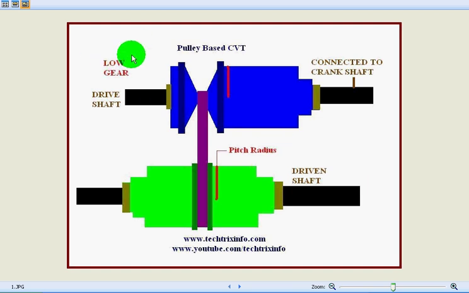So this is on a low gear because we can see the pitch radius of the driving pulley is minimum and the pitch radius of the driven pulley is high. That means this is working on a low gear, with higher torque and lesser speed. For a manual transmission we can say this is like first gear, not exactly first gear in CVT, but almost the same thing is happening over here.